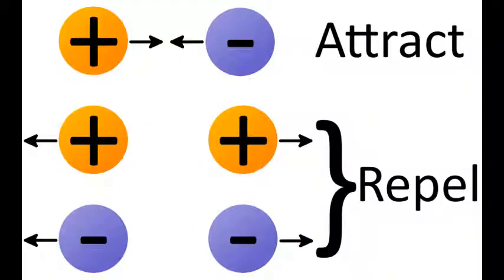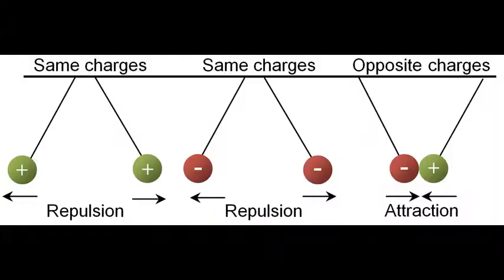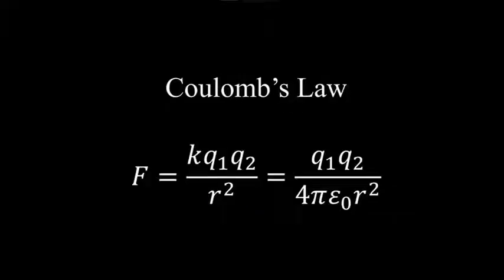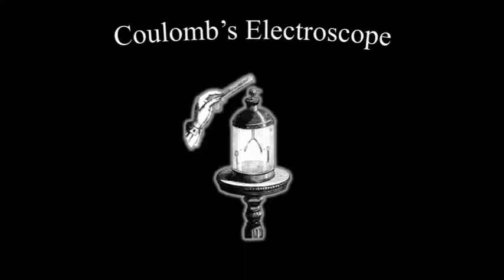According to Coulomb's law, like charges repel each other, and unlike charges attract each other. The attraction or repulsion acts along the line between the two charges. The size of the force varies inversely as the square of the distance between the two charges. The size of the force is proportional to the value of each charge, and the unit used to measure charge is the coulomb. Coulomb's electroscope is a device used to detect the presence of an electric charge.